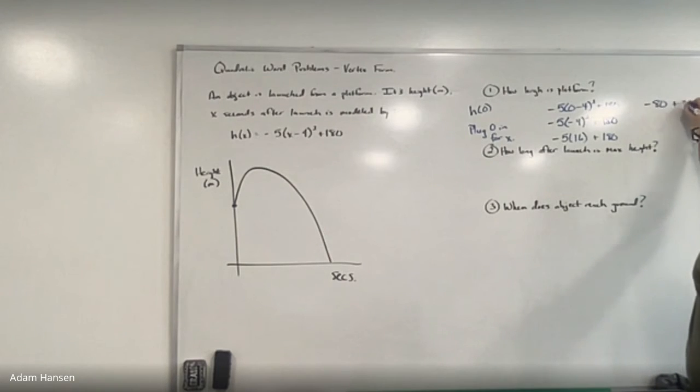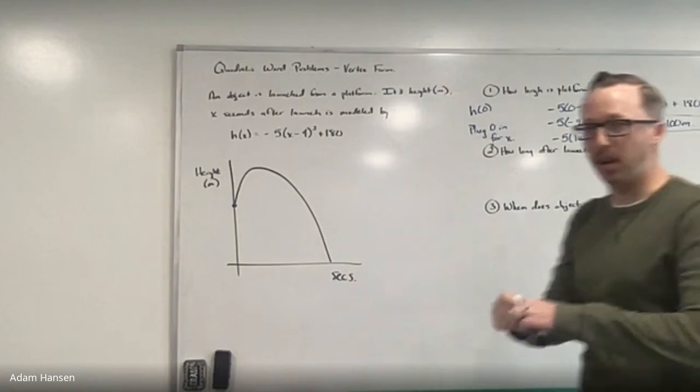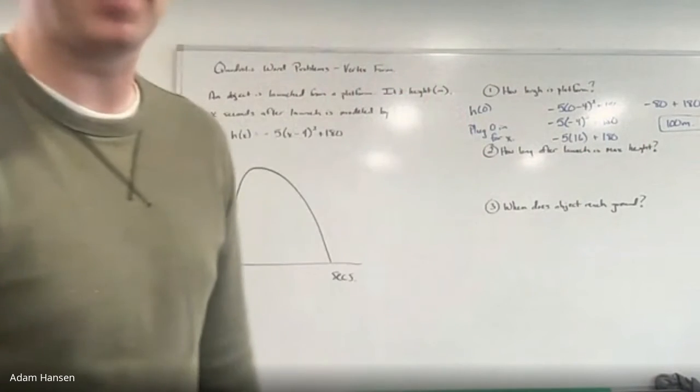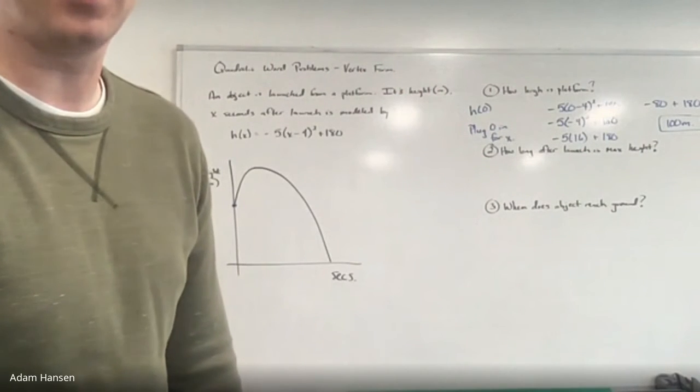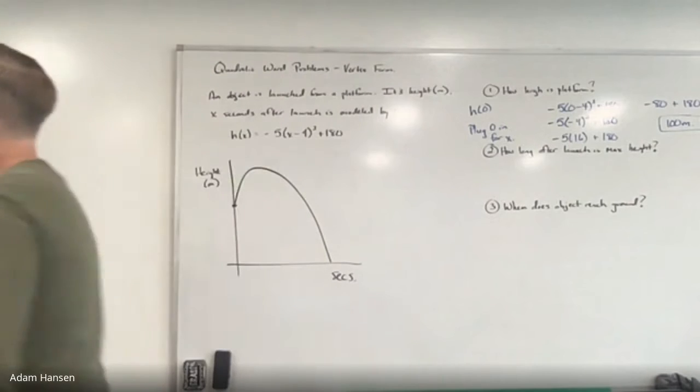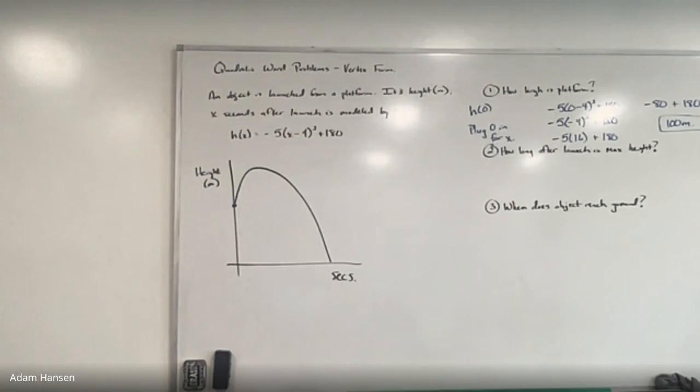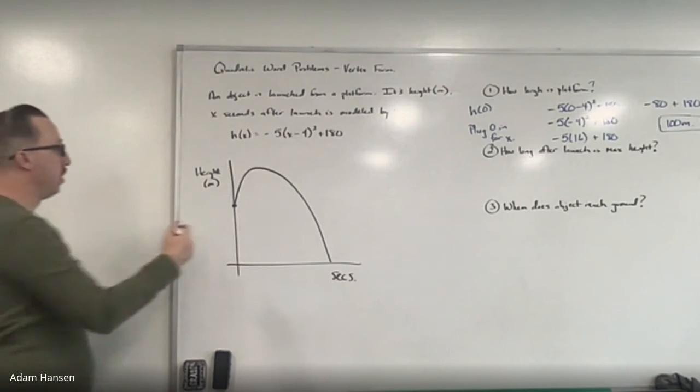-80 plus 180. Yeah, 100. The platform that I threw the object off of is 100 meters in the air. And I can see that by clicking on that dot here on the television screen. When x is 0, before I launch the object, it's located on a platform 100 meters in the air. Our y-intercept, in other words, when x is 0, is 100.